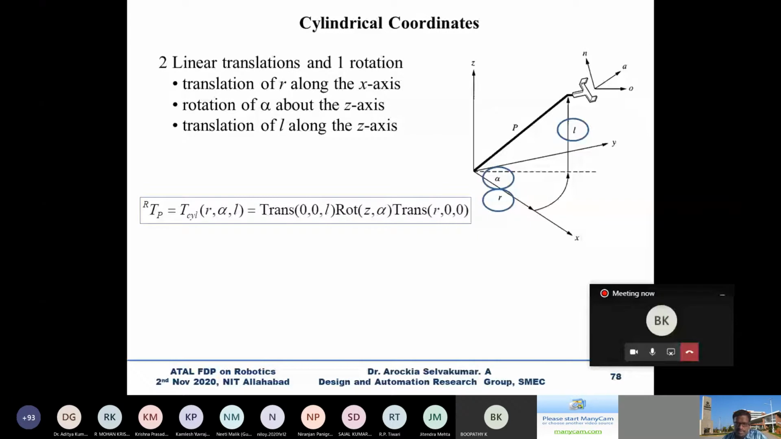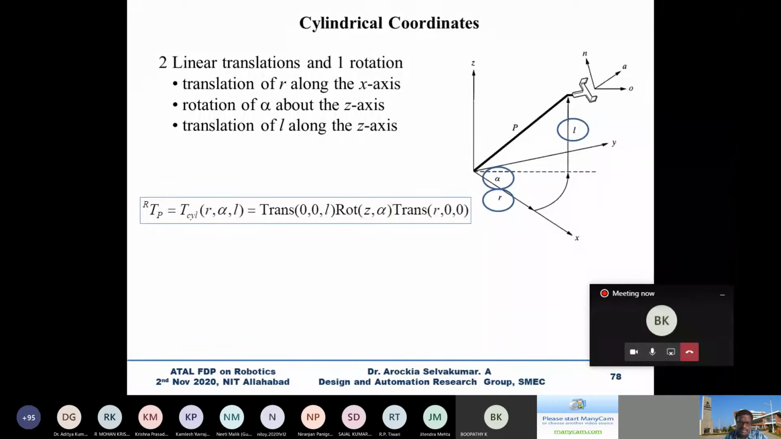So you can see the translation means it will only have the parameter of the distance. For example, the first one is R00. That means it is having translation along the x-axis, so it is R, and for y and z it doesn't have any parameters, so 00. Coming to the next one, rotation z comma alpha, that is rotating about the z-axis. Okay, the value we are giving as alpha, and the last one is translation along the z-axis. So the first two parameters are 00, and for the last one you have the value L.